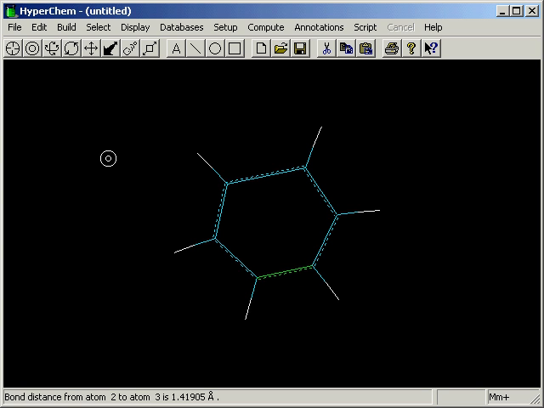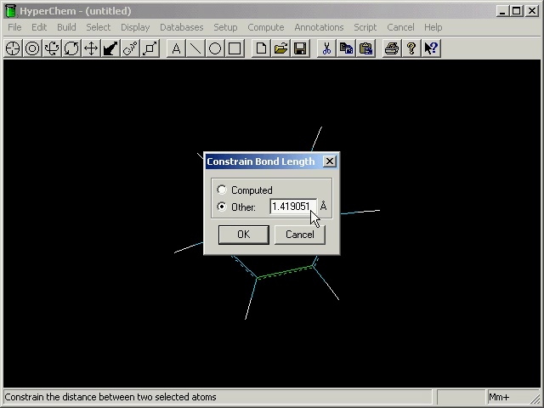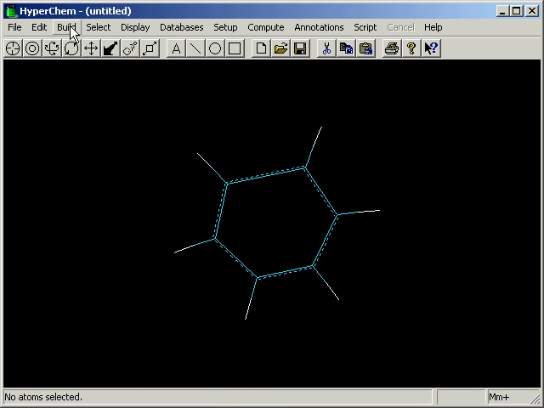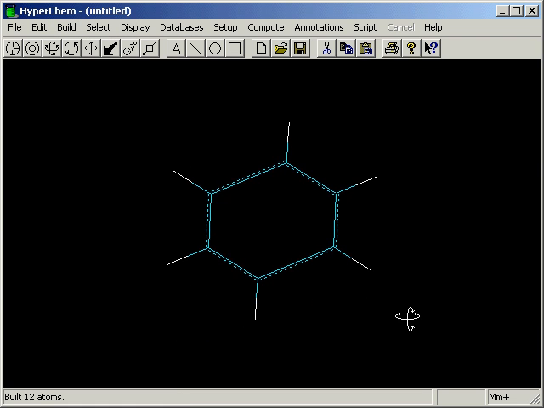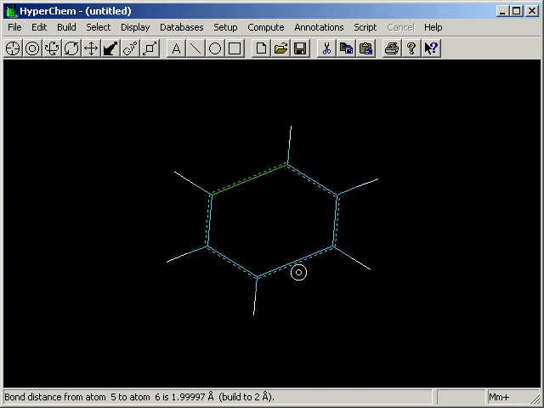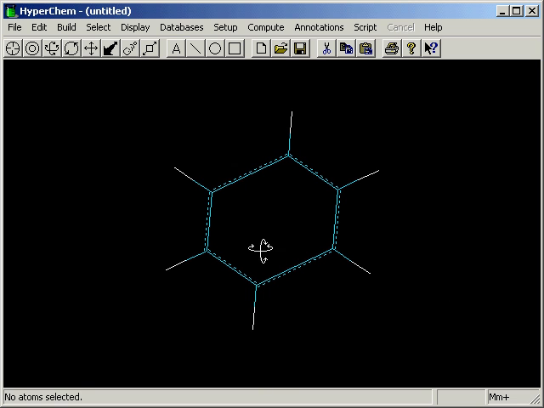If we want to constrain this one over here also to be 2 angstroms, we can do so. Rebuild this molecule again, and now we have at least a pseudo-regular structure where this bond is 2 angstroms and this bond is 2 angstroms, and the other ones are 1.4 basically, the standard length that it would like to use, and we've constrained it to use 2 different lengths for 2 of the bonds.